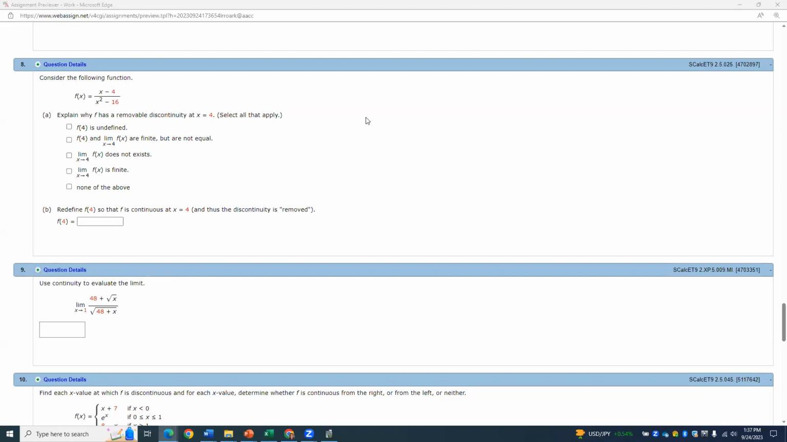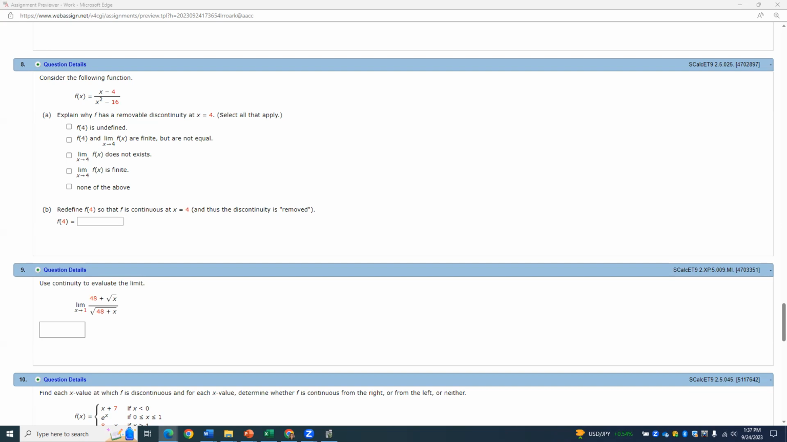Hey class, I am coming with you with an example from section 2.5 in our WebAssign homework. 2.5 is all about continuity, which for the most part, I feel like a lot of it is intuitive and makes sense, but some of it gets a little tricky.